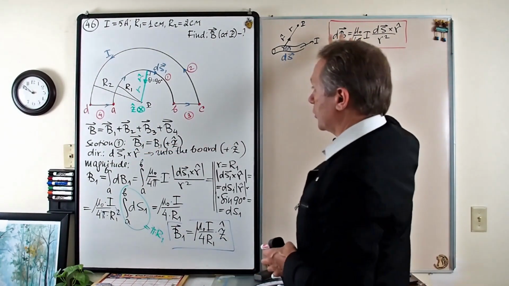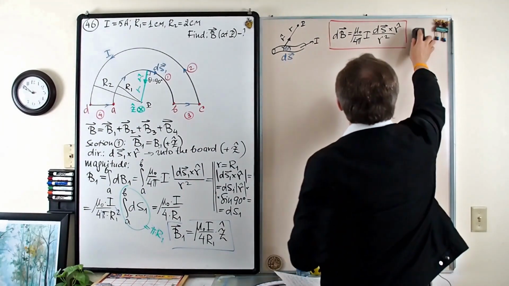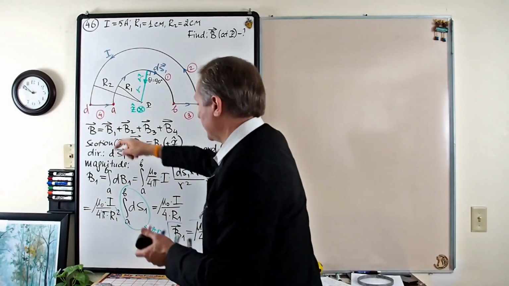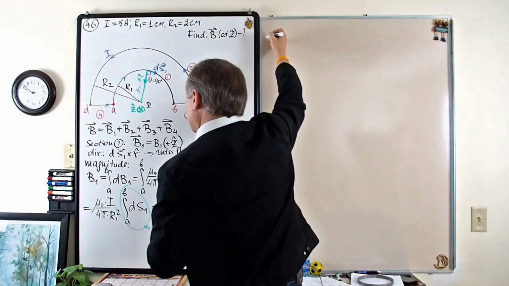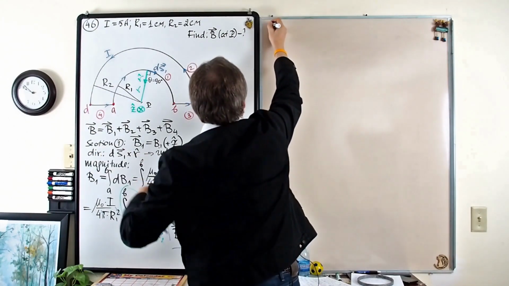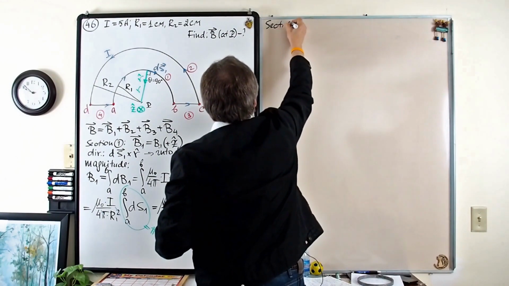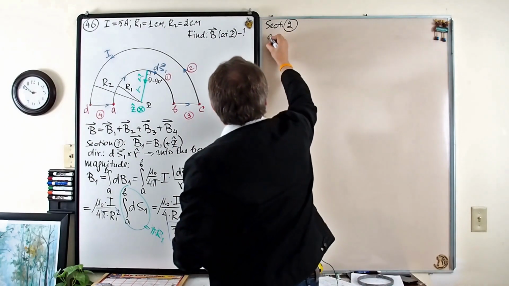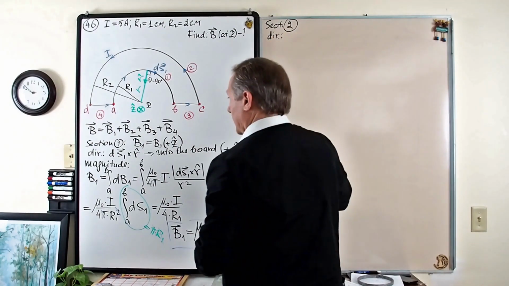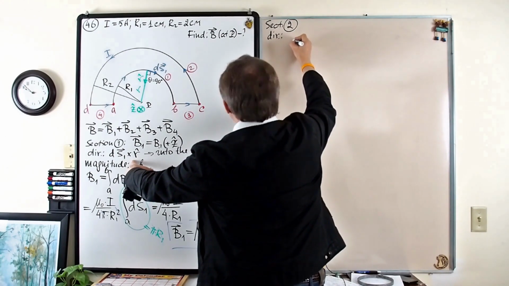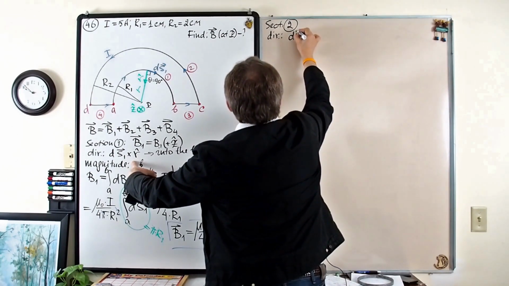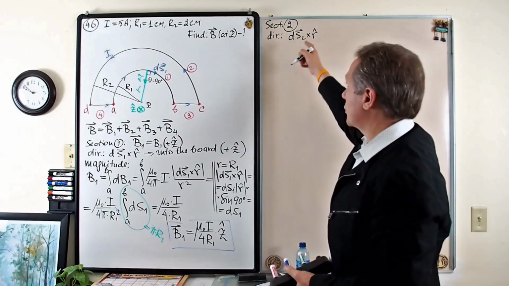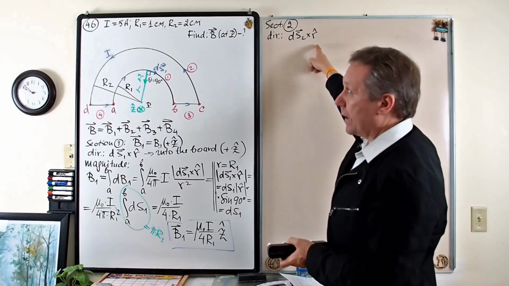And okay, now I need to erase this. Now I need this space. All right. Okay. Now second, B2. All right. So now that was section 1. Now section 2. All right. Again, I will start with the direction. So first, direction. Alright, so again I need to look at the cross product of ds2 crossed with r hat. Okay, now let's draw ds2 and r hat on the picture.